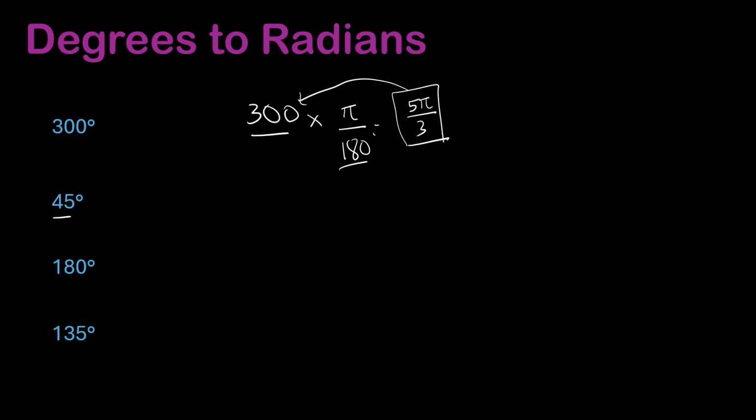So 45, if you do the same formula, you'll get pi over 4. 180 is pi. 135 is 3 pi over 4. Once you do enough of these, you'll have them memorized, and the goal is to get more familiar with using radians because that's what you're going to be using from now on.